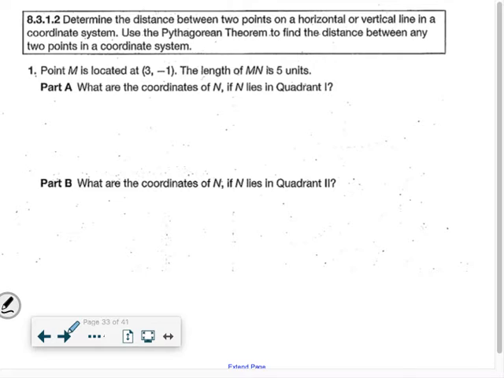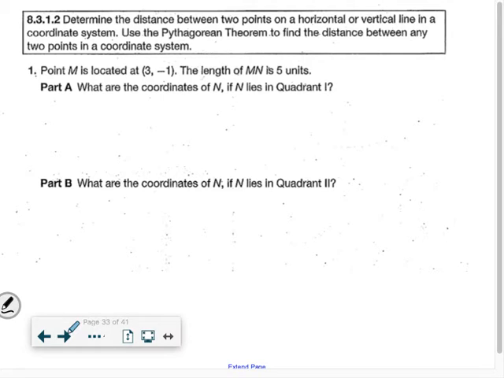Our next benchmark is 8312. Determine the distance between 2 points on a horizontal or vertical line in any coordinate system. Use the Pythagorean theorem to find the distance between any 2 points in a coordinate system. So first it's saying that you need to be able to determine the distance between 2 points that are horizontal or vertical. So that means that you could count that distance. And then the Pythagorean theorem, that comes in when your distance is not horizontal or vertical, but diagonal instead. You want to use the Pythagorean theorem to calculate that distance.